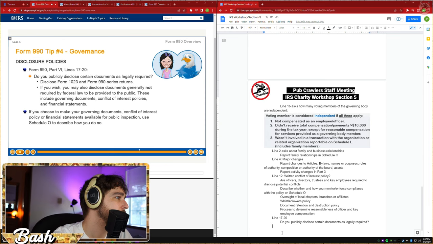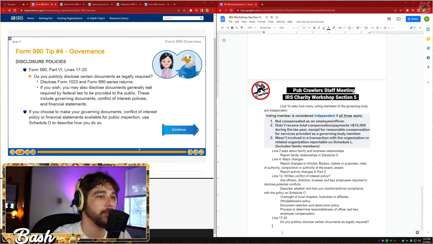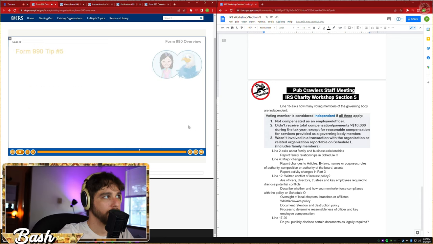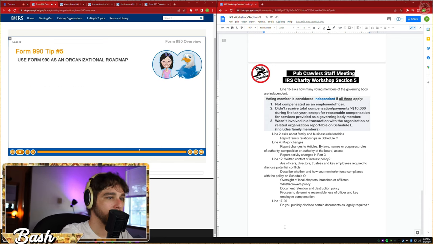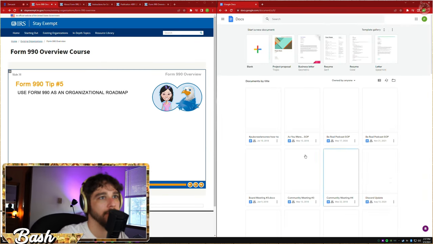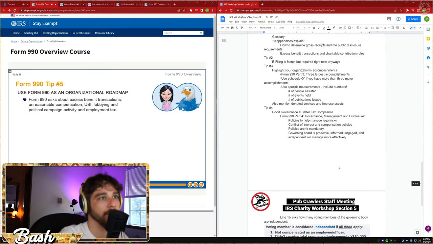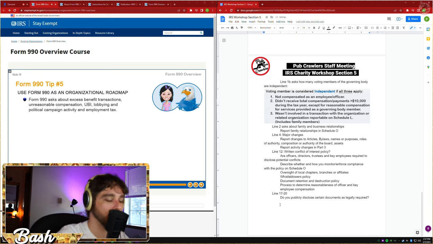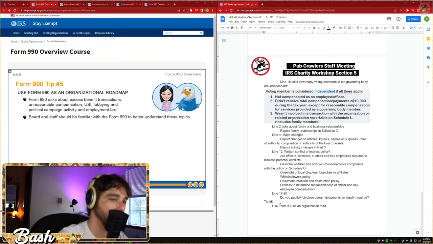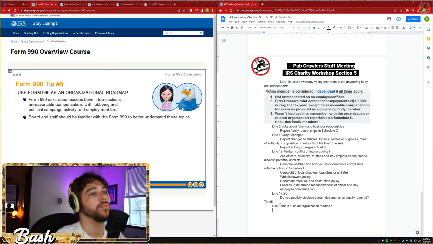Yeah, exactly. What's your fifth tip for filling out Form 990? Tip number five is to use the Form 990 as a roadmap for what to do running your organization through the year, which will make completing the form easier. The Form 990 asks about most areas of tax-exempt law that might apply to an organization. Things like excess benefit transactions, unreasonable compensation, unrelated business income, lobbying and political campaign activity, and employment tax. It's valuable for the organization's board and staff. Oh, that's actually really smart. With the 990, they can better understand activities that could potentially jeopardize tax exemption.